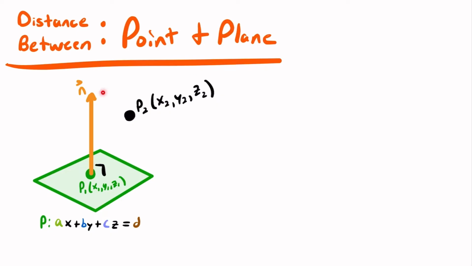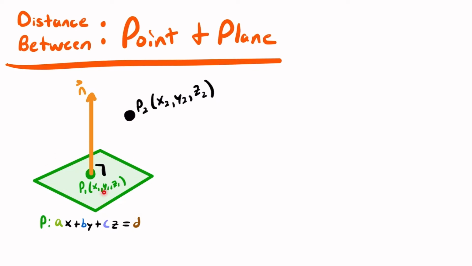Alright, and so if you take a look at this diagram I have here, we have a plane P represented by this plane equation, ax plus by plus cz equals d. That value of d is just a constant value, and then a, b, and c are the components of a normal vector to that plane. And of course, a normal vector is a vector perpendicular to the plane. Alright, so we have a normal vector for this plane P, and we have a point within that plane, point P1, represented by the coordinates x1, y1, and z1.